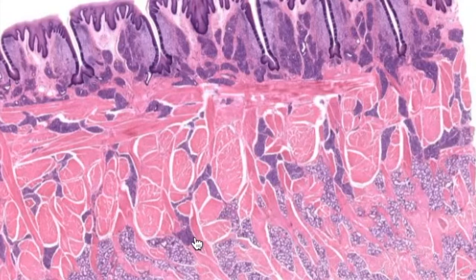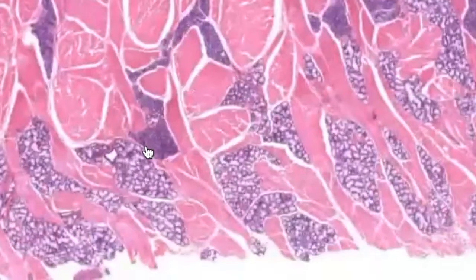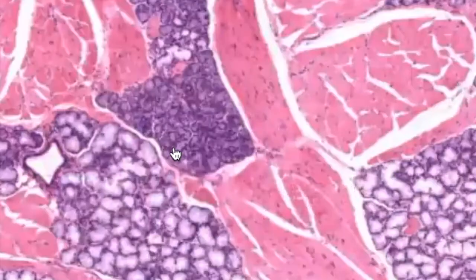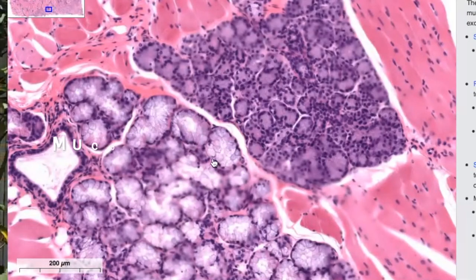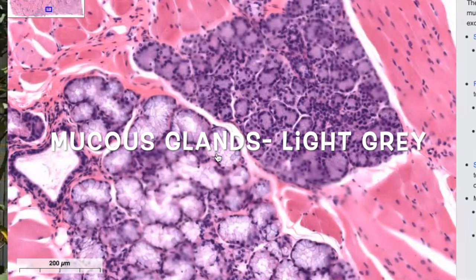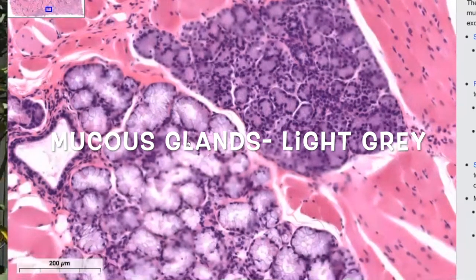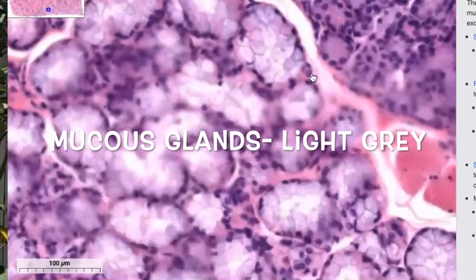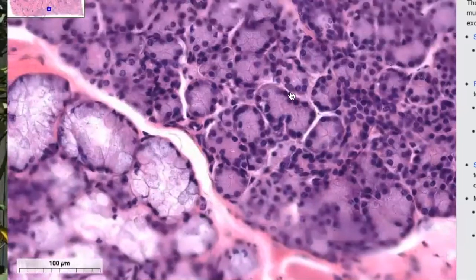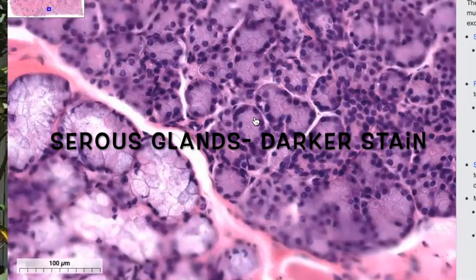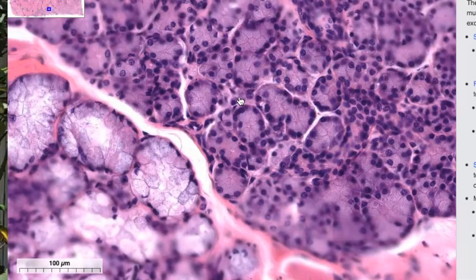All right, so if you look over here, right, this is all skeletal muscle around here. These are the two types of glands. So these over here are the mucus glands, right? They're kind of big and white. They're kind of clear over here, whereas these are the serous glands that are going to contain the digestive enzymes, right? So all together, they'll make up the saliva.